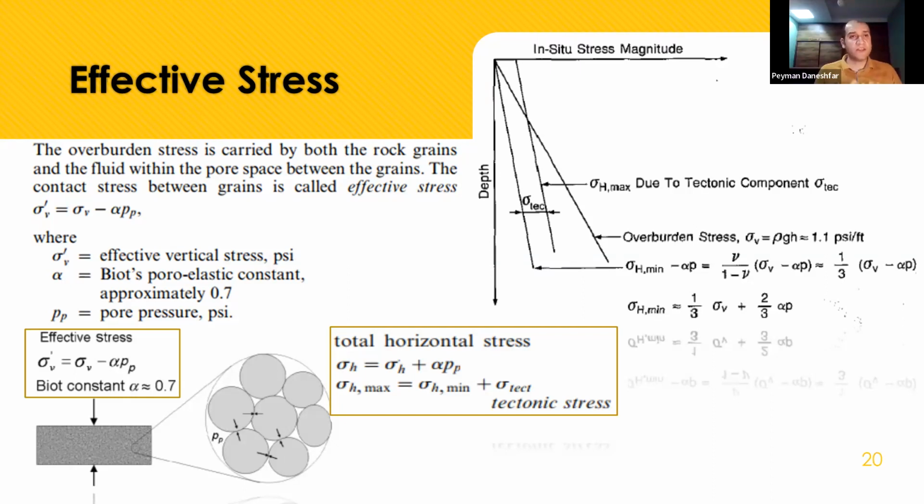How can we find the minimum? Okay, sigma h equals the sum of sigma prime h and the pore pressure multiplied by the Biot poroelastic constant. Keep it in your mind. We will solve a problem here, and you can understand this formula as much as you can.